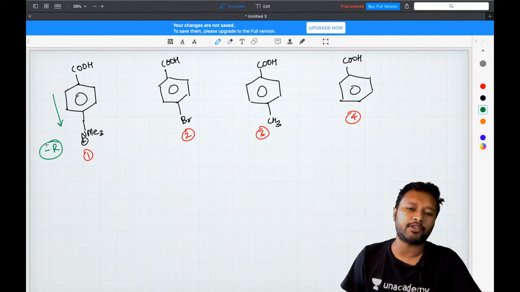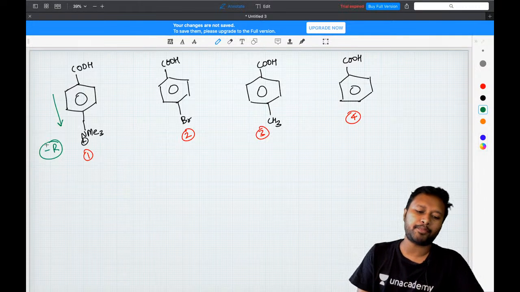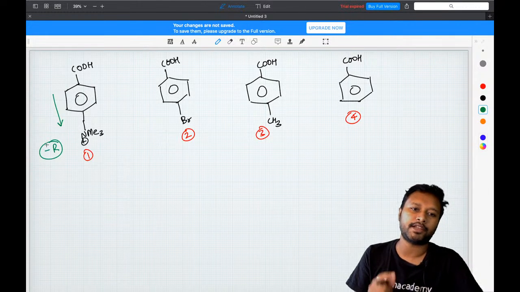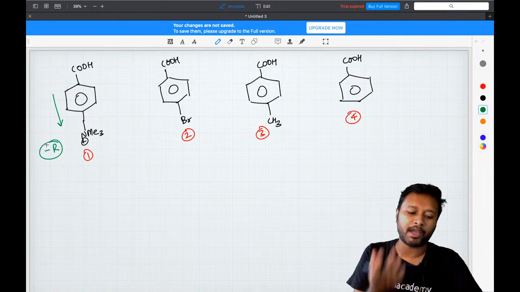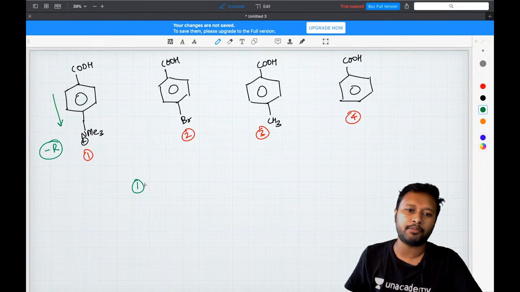Bromine, although it's electronegative, but because there is a positive charge on the nitrogen, that is going to trigger this particular thing, that is going to make this particular molecule have more minus R effect, and because of that this particular one will be highly acidic.